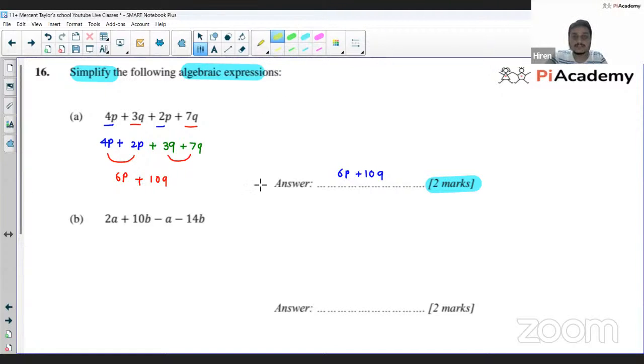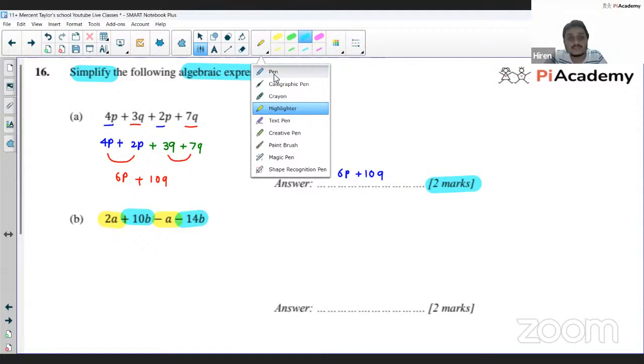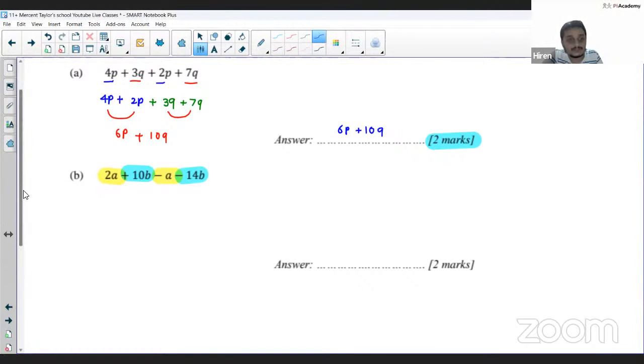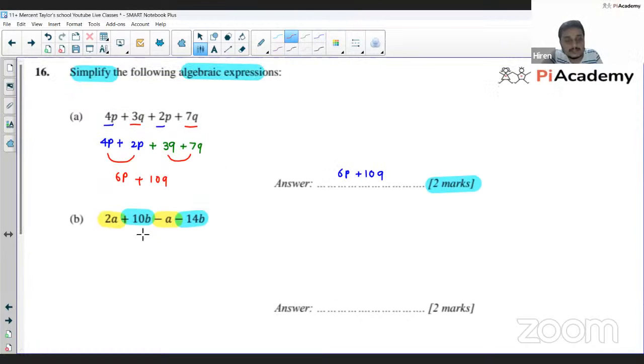Now let's talk about the second question. So here the same type of thing is given to you, 2a and minus a, that belong to a terms that you can add or subtract. The same way 10b and minus 14b will belong to the same family, okay? So whatever same terms, or you can say like terms, those you can add or subtract, okay? So let's solve this question. Here, as I told you, write them down together like this, okay? Before applying any operation, you can write them close to each other, so that will reduce your chances of making mistakes, okay? You can do it without that as well, I agree.